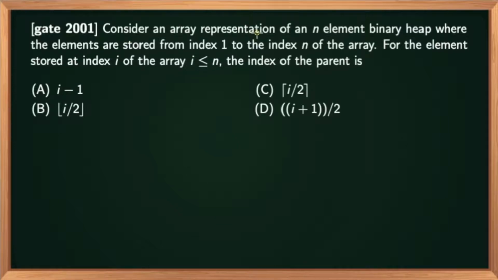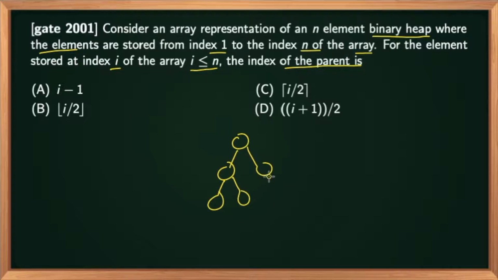Consider an array representation of an n-element binary heap where the elements are stored from index 1 to index n of the array. For the element stored at index i, where i is less than or equal to n, we have to find the index of the parent. So if you have a heap like this, let's assume this is x, this is y, and this is z.